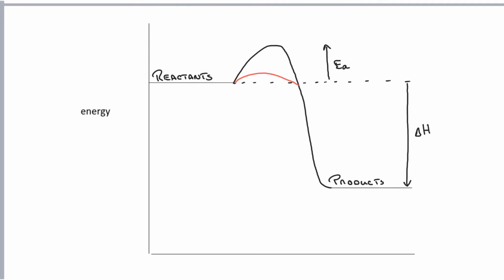A catalyst has not changed the energy of the reactant particles, it just provides them with an alternative reaction route or reaction pathway of lower activation energy. So therefore, more of the particles have energy greater than or equal to the activation energy, which is lower.